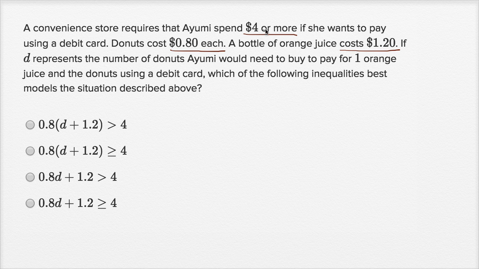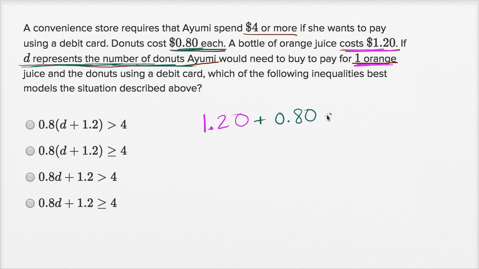All right, so she needs to spend $4 or more, and she's going to buy one orange juice and D donuts. D represents the number of donuts. So let's write this down. This one orange juice is going to be $1.20. We'll assume everything I'm writing is in dollars. And then how much is she going to spend on donuts? Well, the donuts are 80 cents each, and D is the number of donuts. So she's going to spend 80 cents times D, or 0.80D. We could write it like that, or we could just write this as 0.8D.